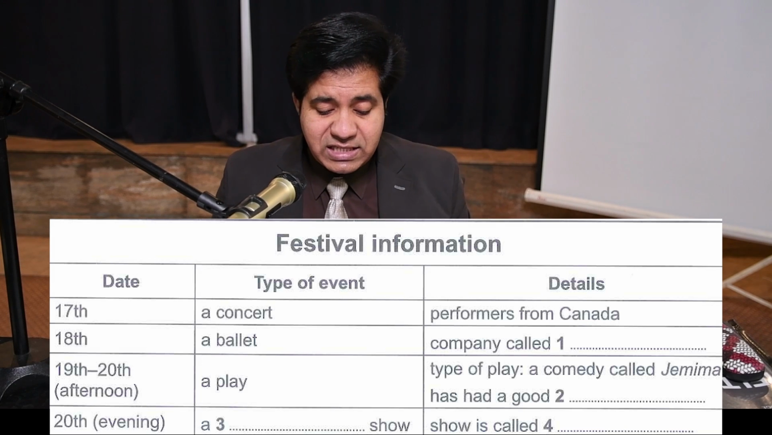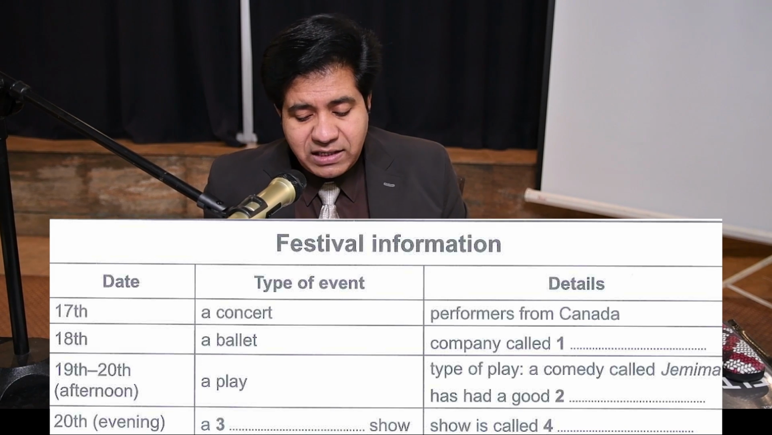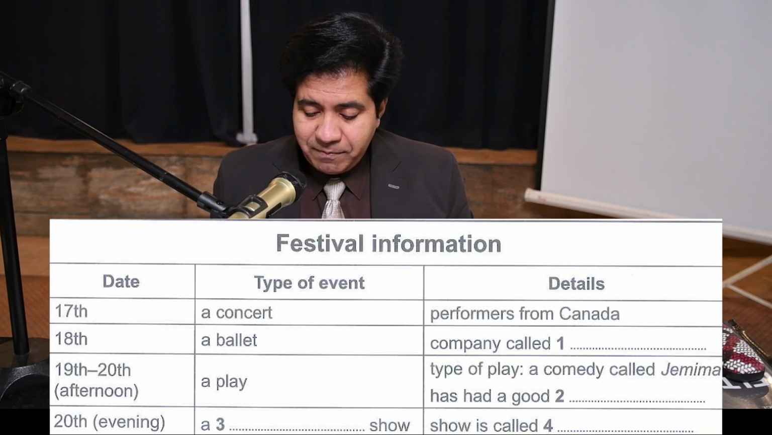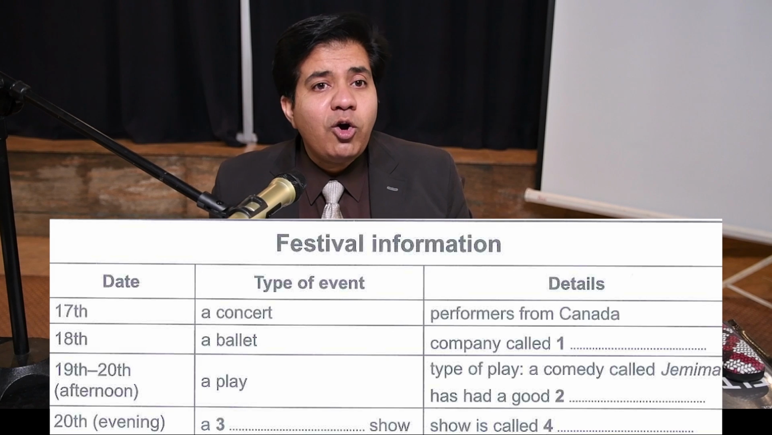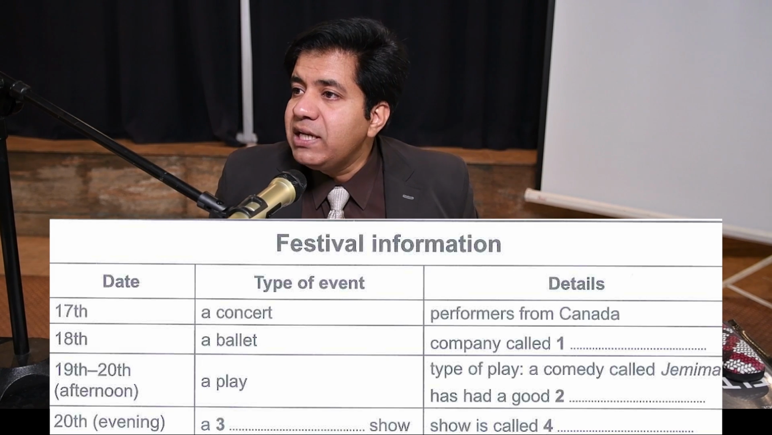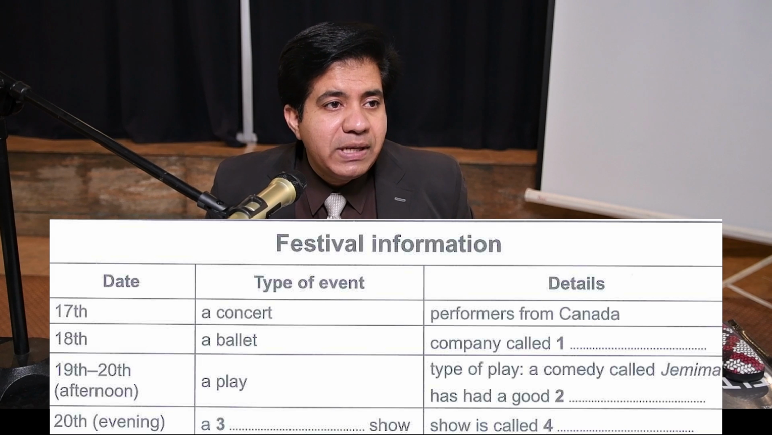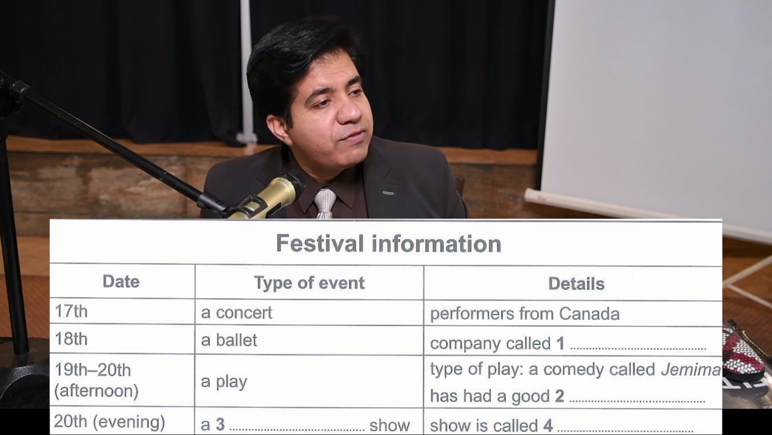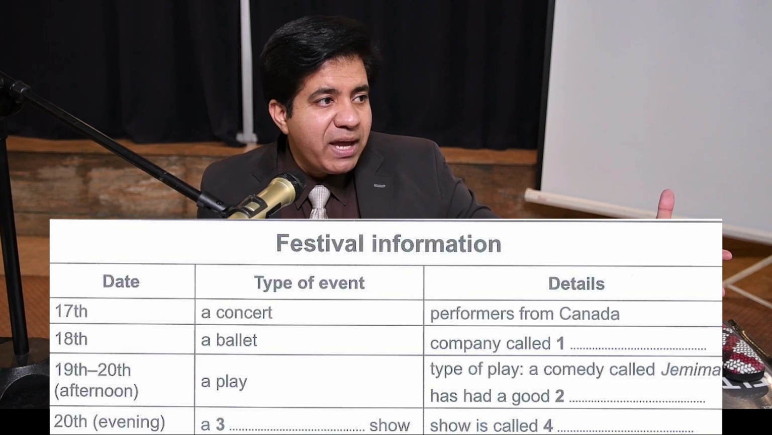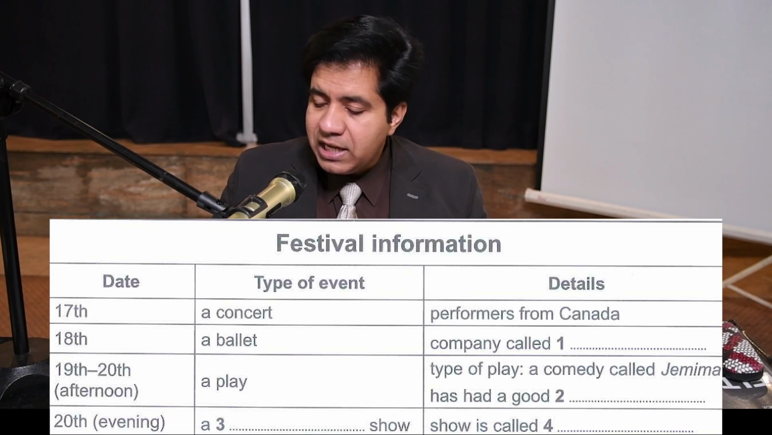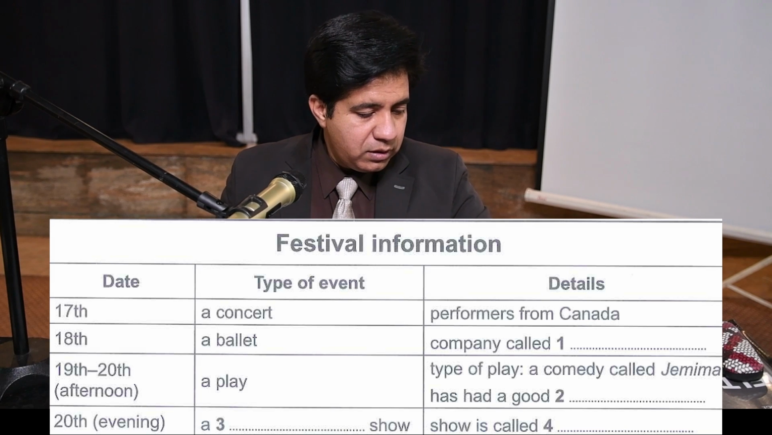After that, date is 18th, type of event is ballet. Do you know what is ballet? It's a sort of a dance, exactly. And then detail, company called. Now that ballet company called, it means it's going to be the name of the company. If the name is unusual, they will spell it for you. If the name is usual, they expect you to spell it. Now I play the audio, listen carefully and just write it down.